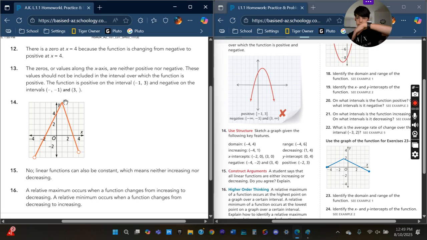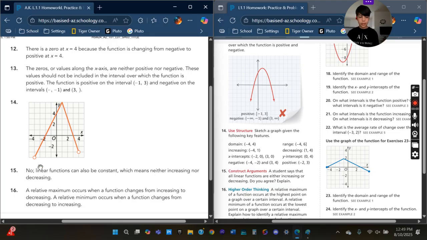And then for the decrease, my camera's flipped, so you might see me doing it in the opposite direction, but the decrease is from 1 to 4, because as you can see from the x-axis, this is 1, and then it goes all the way down until 4 on the x-axis. So those should be your points.